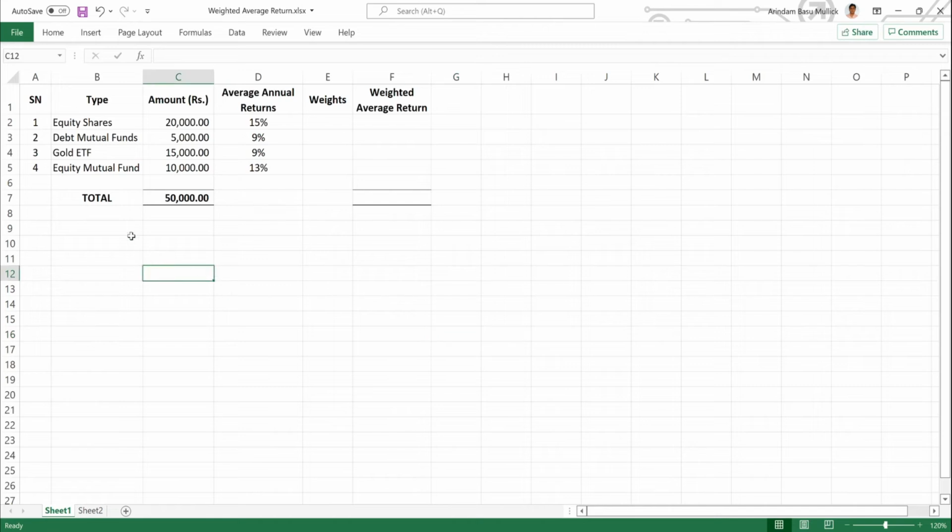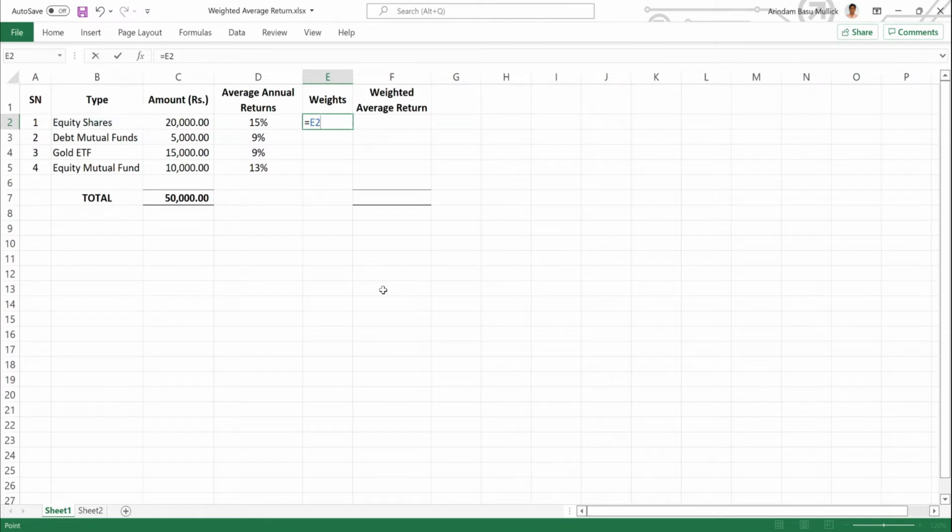So here, as you can see, we have investment in these 4 different avenues: equity shares, debt mutual funds, gold ETFs, and equity mutual funds. And these are the respective amounts invested in these areas, and these are the returns which these investments are giving. Now, in order to calculate a single return which would represent this entire portfolio, first we need to calculate the weights. So by weights, I mean how much does equity shares represent out of the total portfolio.